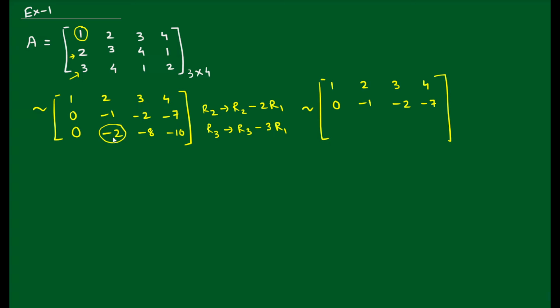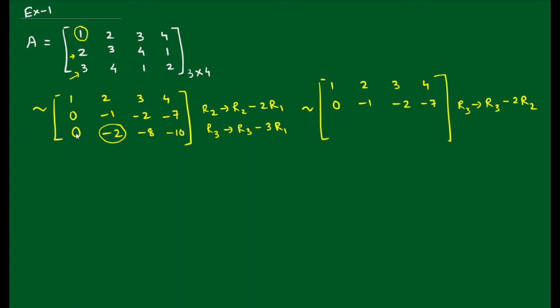So what will be the operation? Here we have minus 2, here we have minus 1. So R3 goes to R3. Since both the signs are negative, we have to subtract it. Minus 2 into R2. Okay, R3 goes to R3 minus 2 into R2.